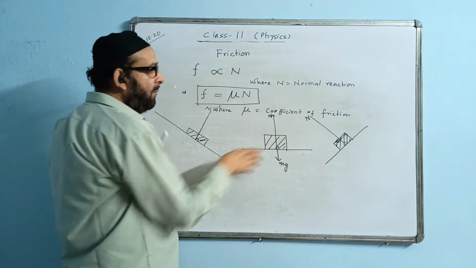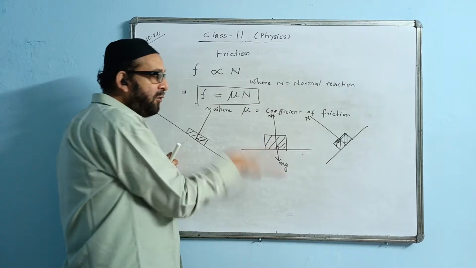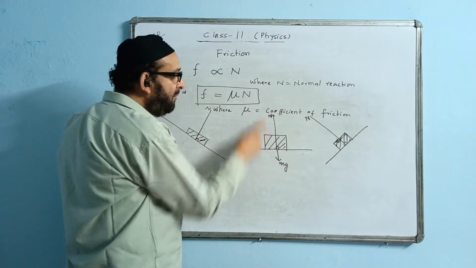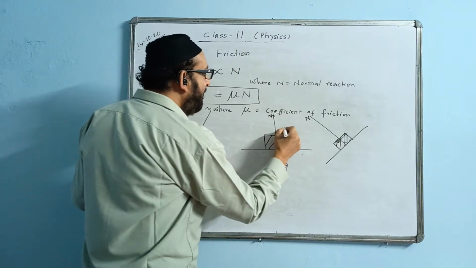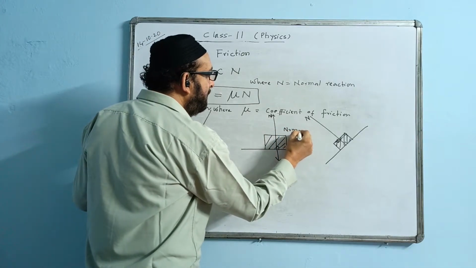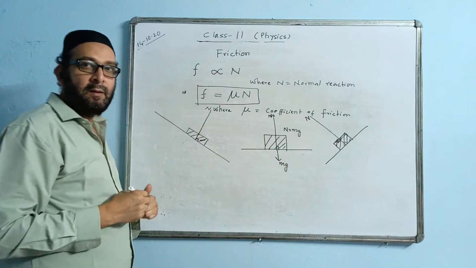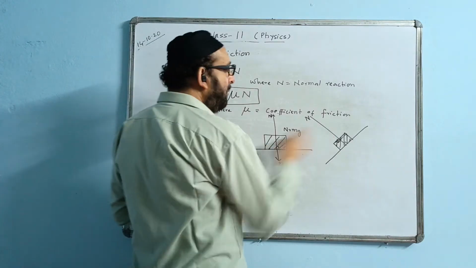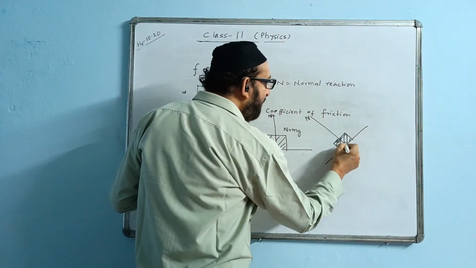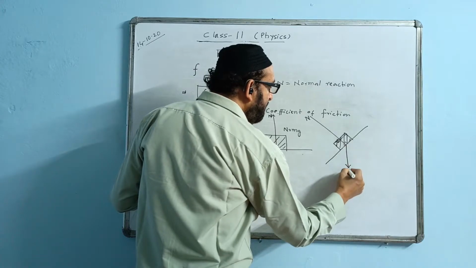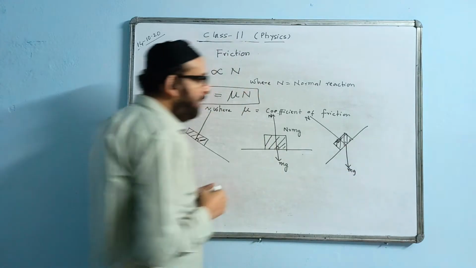Since the body is still at rest here in equilibrium, that means the normal reaction will be equal to mg. We write N equal to mg. Here, the weight of the body will act vertically downward. The weight of the body is mg, vertically downward.